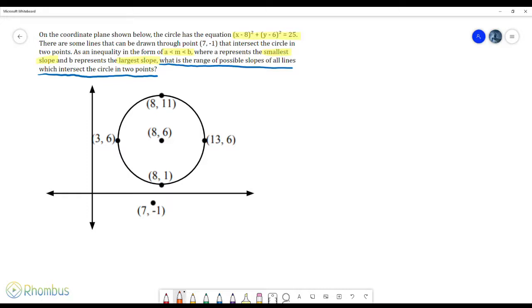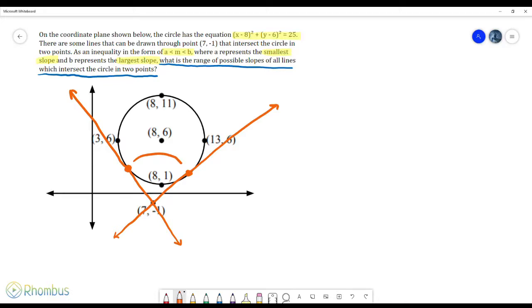So here's one line that touches the circle only at one point. It only touches the circle at this point right here. And another line which does the same thing as well is this line right here. It only touches the circle at this point. So if we found out the slopes of those lines, we'd know that any slope in between these 2 lines would touch the circle twice.